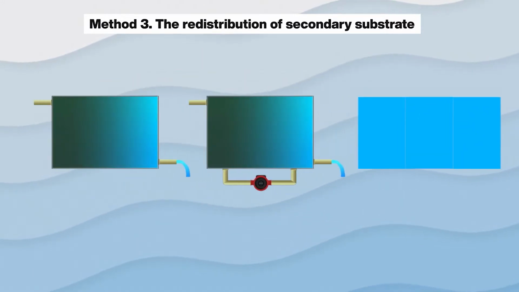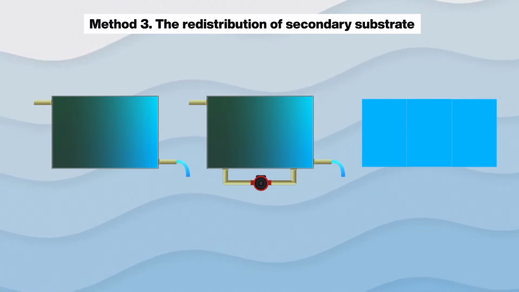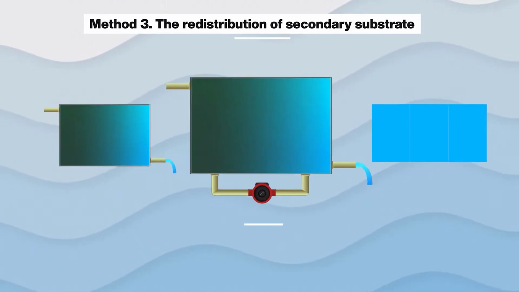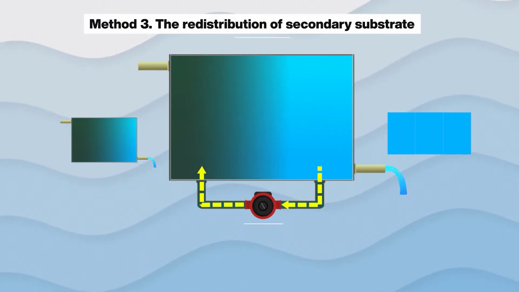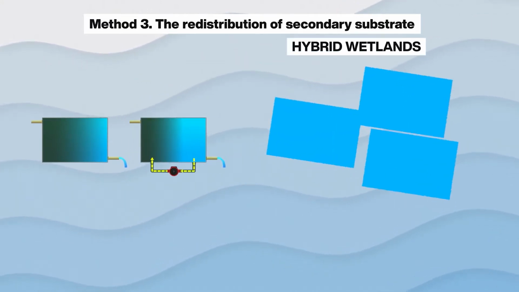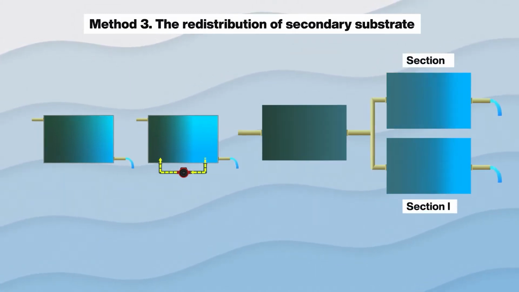The third method of bacteriocenosis selection is redistribution of secondary substrate. It can be performed in 2 ways, either by recycling of secondary substrate or by the redistribution of the substrate into sections specially designed for its processing.